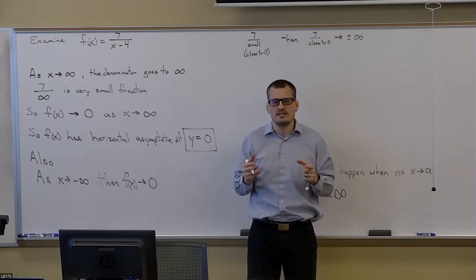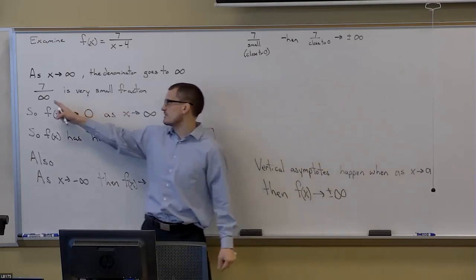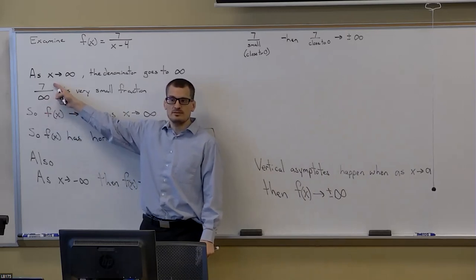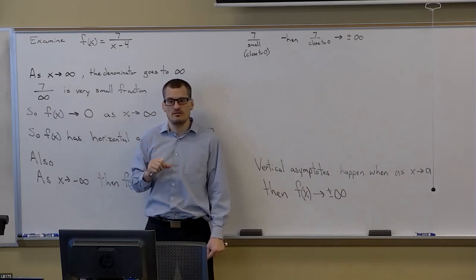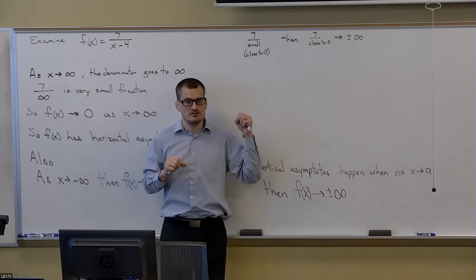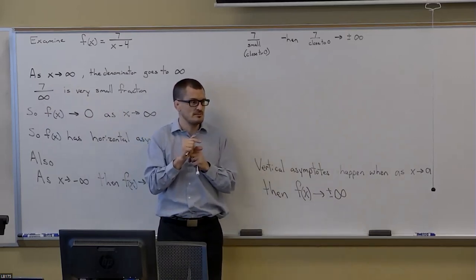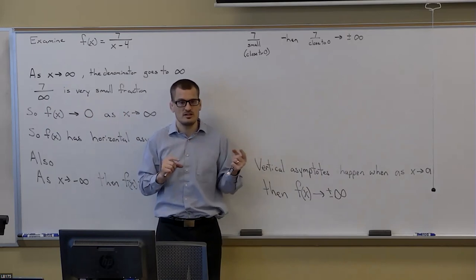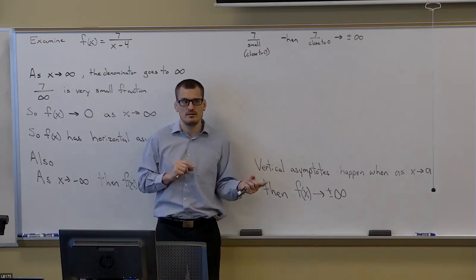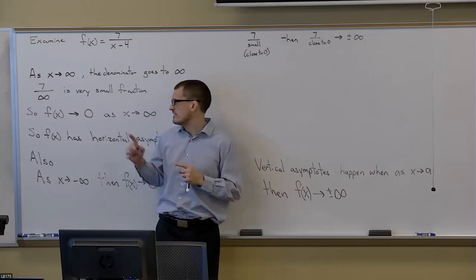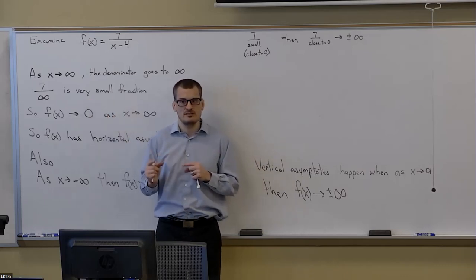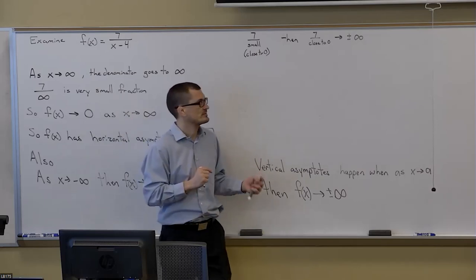So my point is, as the denominator gets really, really big and the numerator stays the same, the entire fraction goes to 0. As the denominator goes to 0 and the numerator stays the same, the entire fraction goes to infinity. So there's kind of an inverse relationship there, right? Between 0 in the denominator and the fraction going to infinity, and infinity in the denominator and the fraction going to 0, right?